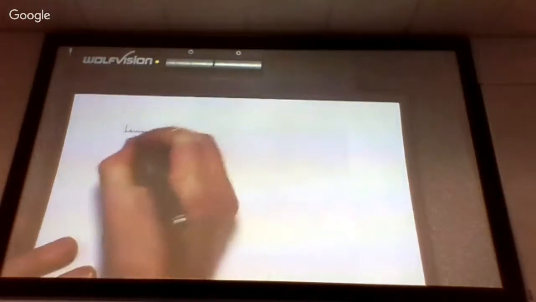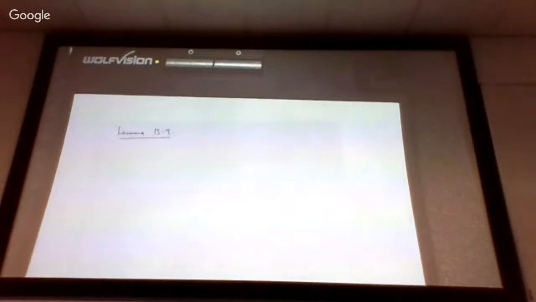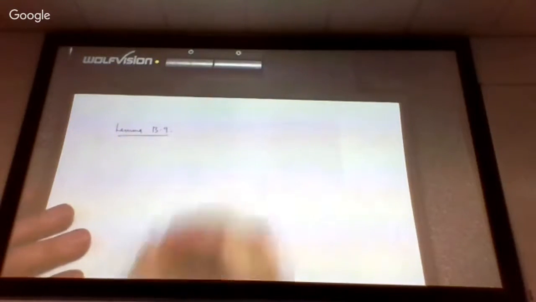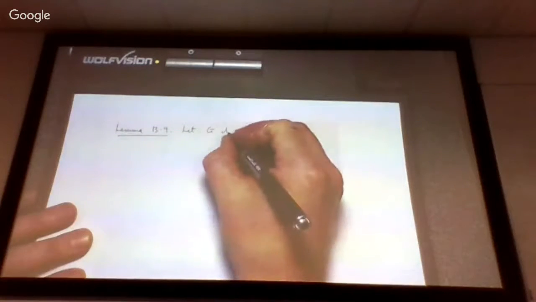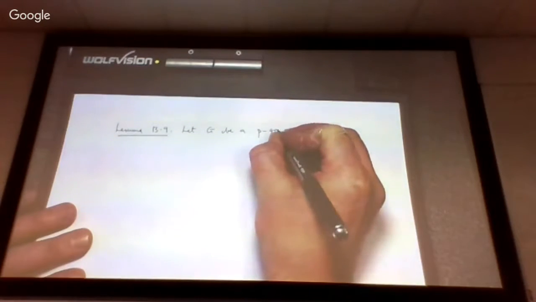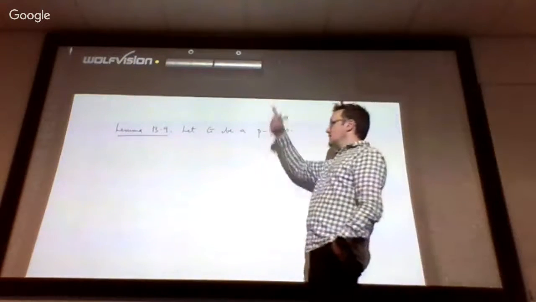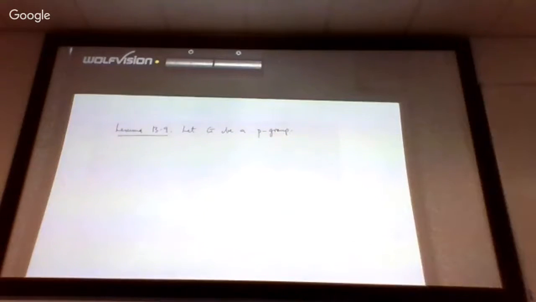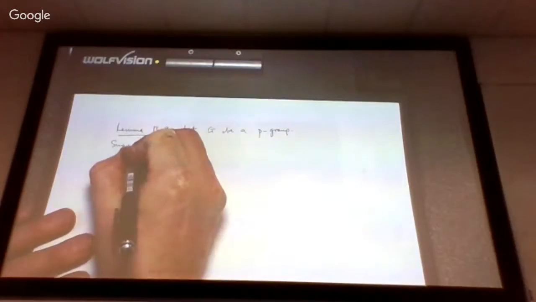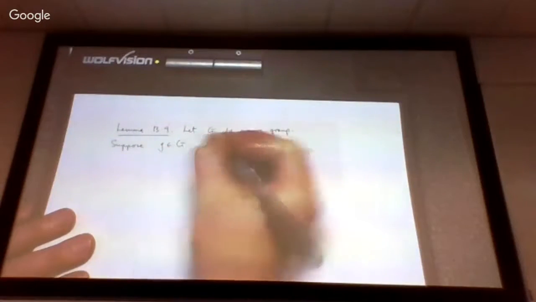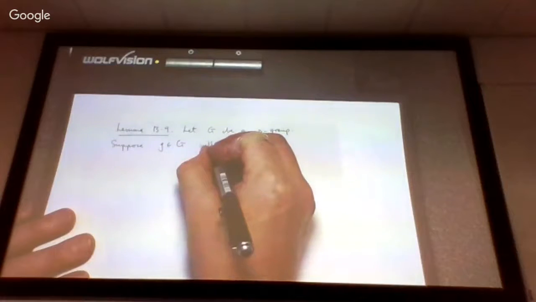So lemma 13.9. We're thinking that we're going to apply this to each of the capital G_i from the previous lemma. So we let G be a p-group. We're dropping the i, and we'll just focus on the case of a group which is like one of the G_i. So it's a p-group, i.e., it just consists of elements whose orders are some power of that prime. And suppose little g is an element of G with maximal order.